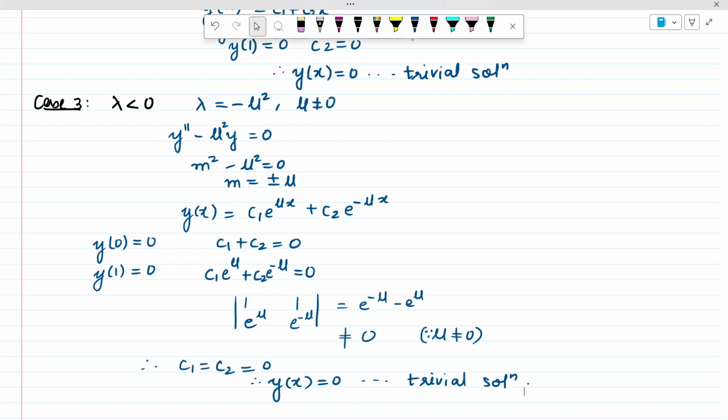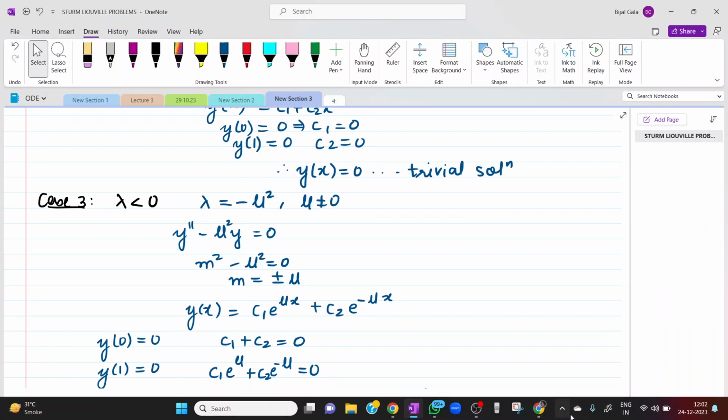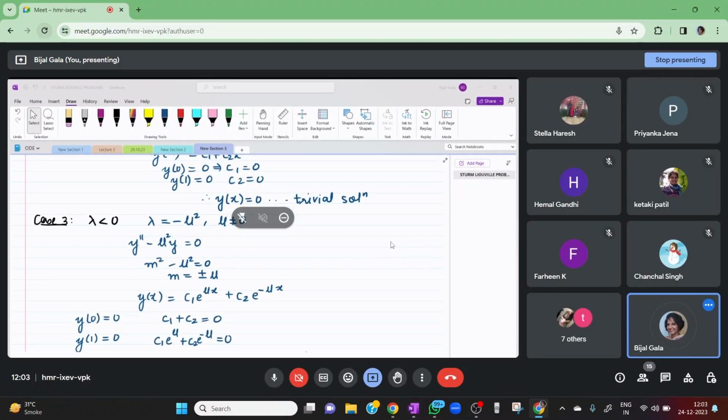Any difficulties? Yes, students? You can just raise your thumbs up or something. How many of you could complete the sum on your own? All the 3 cases? Okay. How many of you could complete at least one case on your own? Okay, fine. No issues. So I hope now everything is clear.